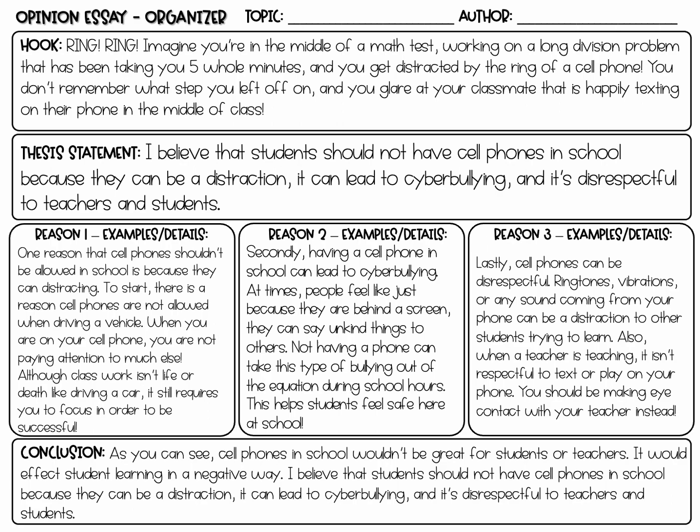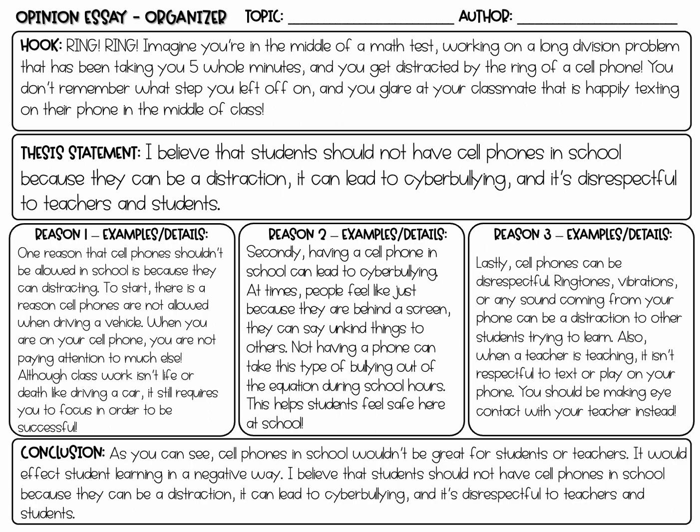So now each of these reasons would plug into my body paragraphs. And notice that I start off with some cool transition words like one reason, secondly, lastly, to really transition my reader into the different reasons that I have. So I'm going to read through reason 1. One reason that cell phones shouldn't be allowed in school is because they can be distracting. To start, there's a reason cell phones are not allowed when driving a vehicle. When you are on your cell phone, you are not paying attention to much else. Although classwork isn't life or death like driving a car, it still requires you to focus in order to be successful.